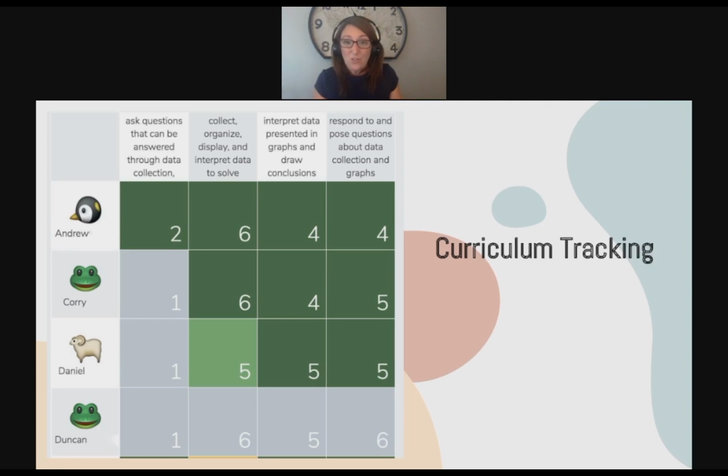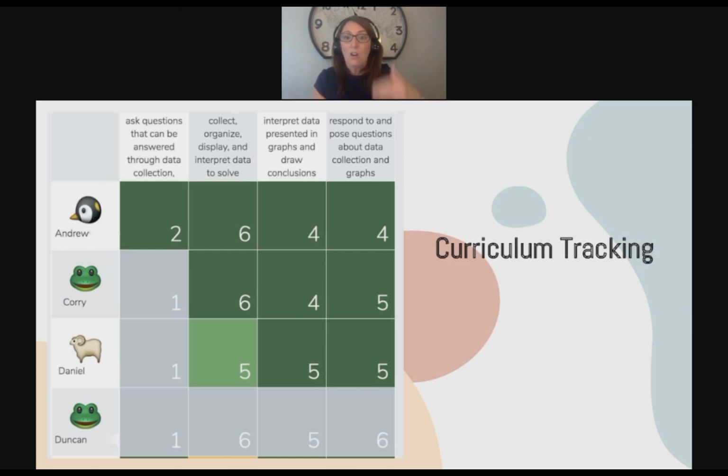You also, in this one, as I mentioned, can file things into different folders. So when it comes to reporting time, all of that evidence isn't lost because it's not just a big stream, right? And I don't have to go through a binder looking for the evidence. If I want to report on a particular expectation, I find it in the curriculum tracking feature.